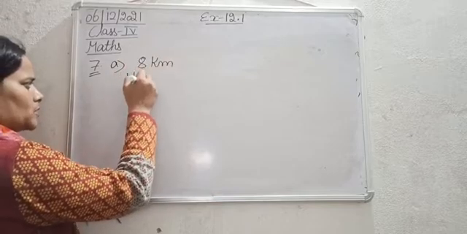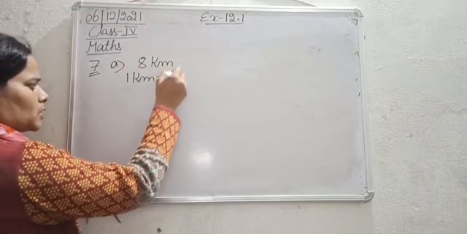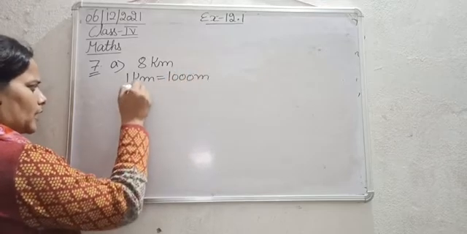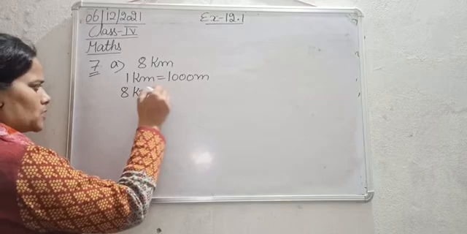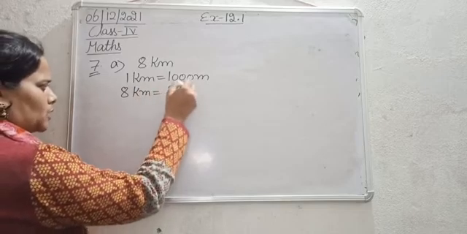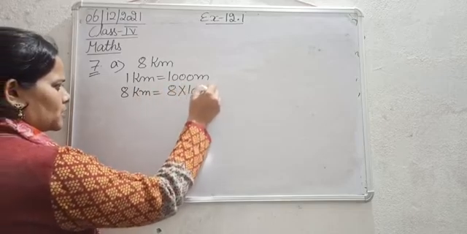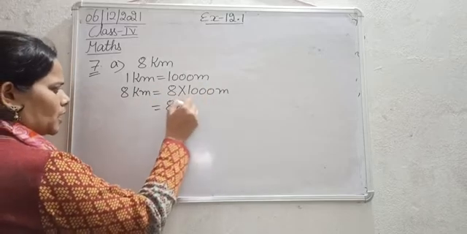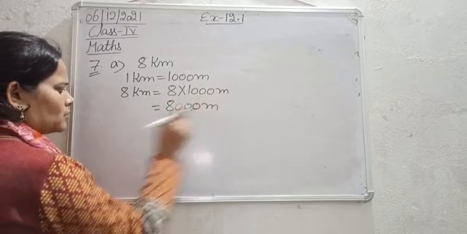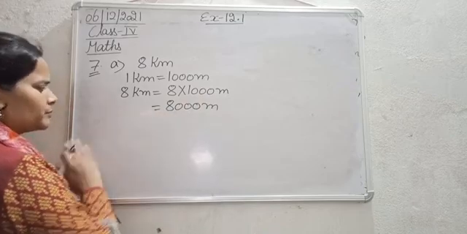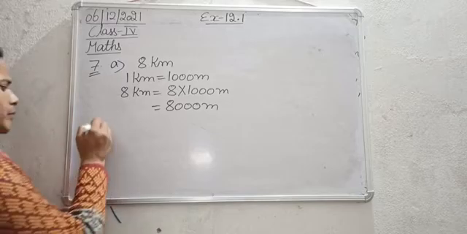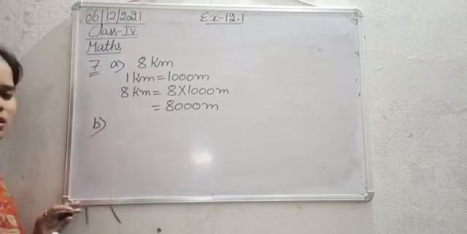So 1 kilometer is equal to 1000 meter, and 8 kilometer is equal to 8 multiplied by 1000. Then it will be converted into meter. This is 8000 meter. Moving next to the B part.